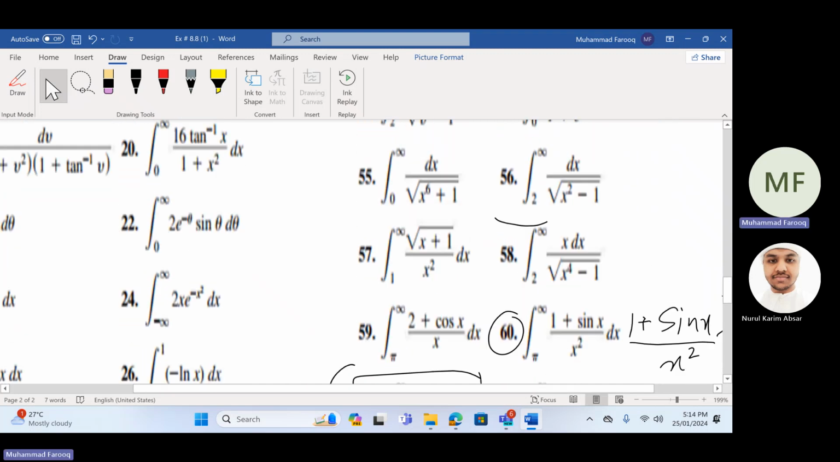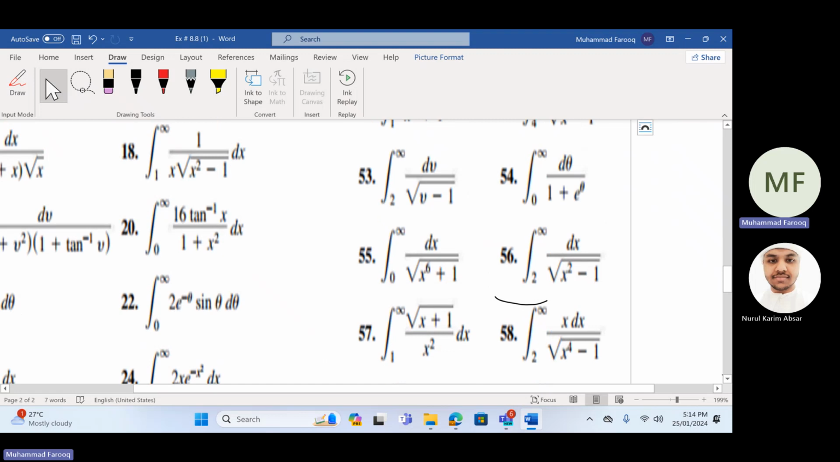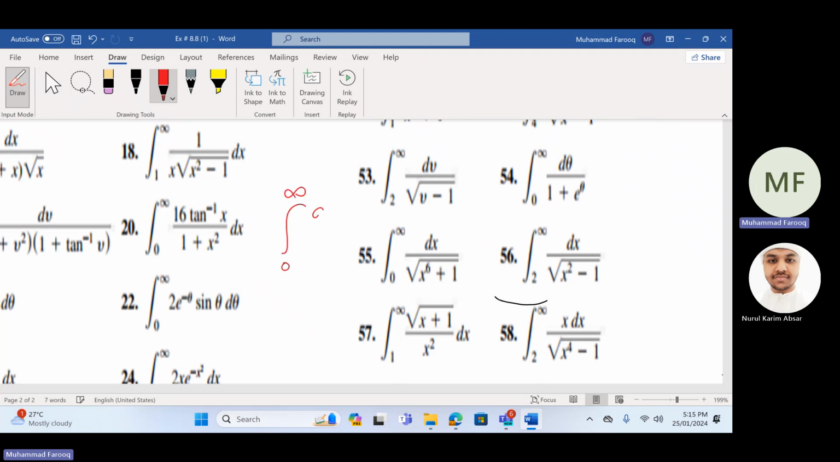You can try this one, number 55, please. Check 55 by LCD. Okay, I write here for you. This is question 55: integrate from 0 to infinity dx divided by the square root of x to the power 6 plus 1. Please apply LCD, the limit comparison test, and inshallah we will finish chapter 8.